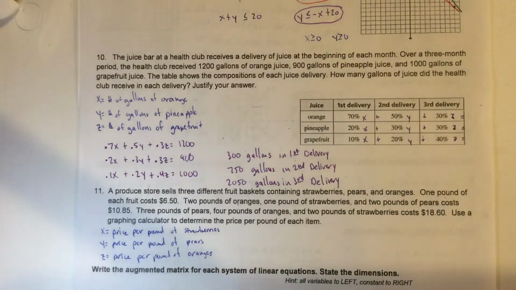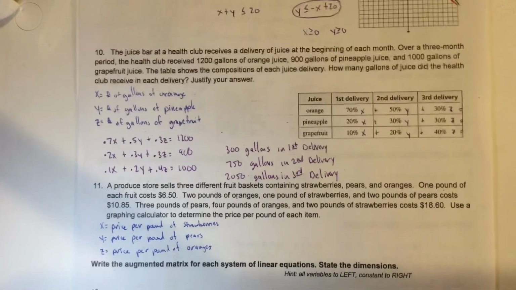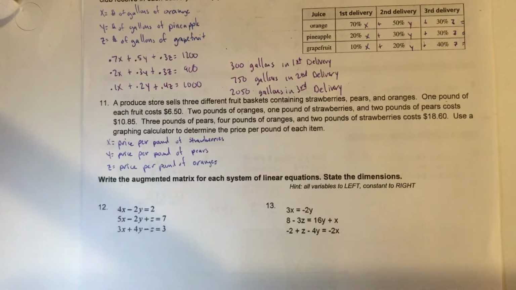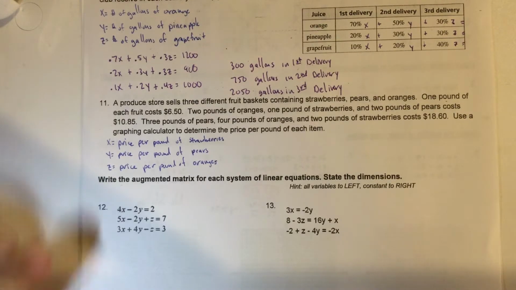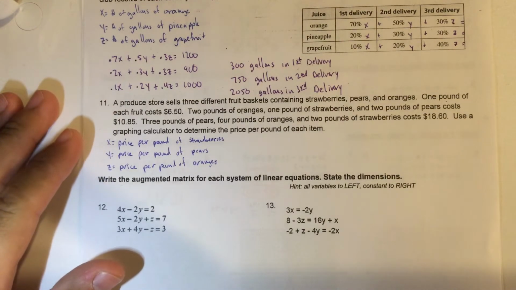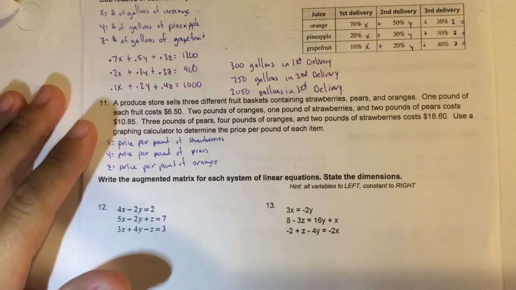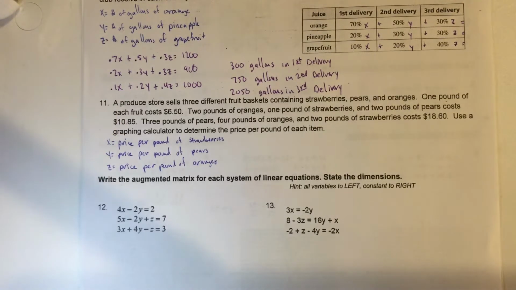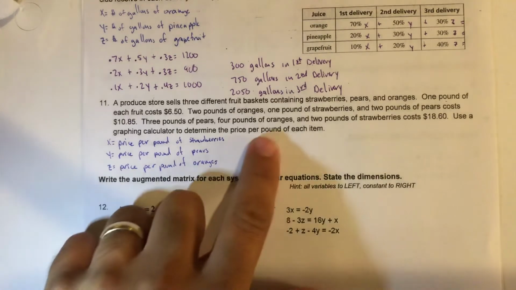Alright, so we have those there. Okay, on to number 11. A produce store sells 3 different fruit baskets containing strawberries, pears, and oranges. 1 pound of each fruit costs $6.50. 2 pounds of oranges, 1 pound of strawberries, and 2 pounds of pears cost $10.85. 3 pounds of pears, 4 pounds of oranges, and 2 pounds of strawberries cost $18.60. Use a graphing calculator to determine the price per pound of each item.